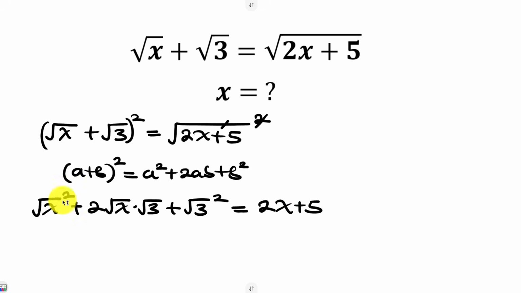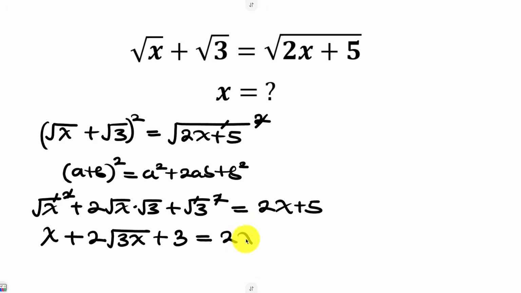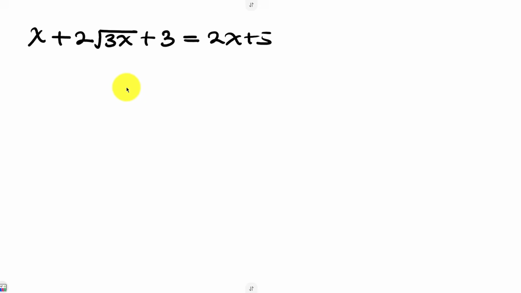Now simplifying further, you see that this square cancels out the square root, leaving x plus 2 times the square root of x times the square root of 3 gives the square root of 3x. And then plus, square cancels out the square root, leaving behind 3. And this is equal to 2x plus 5. Very good. Now let's isolate 2 root 3x. In order to do that, I'll subtract x and I'll subtract 3 from both sides. So subtract x and subtract 3 from both sides.